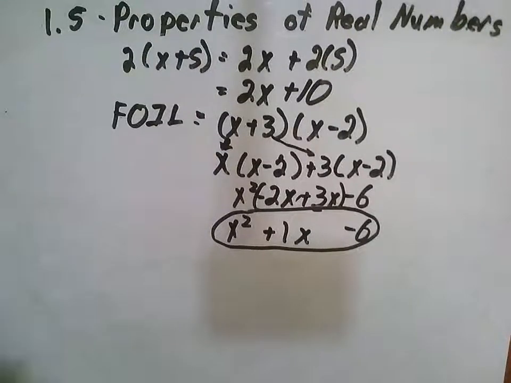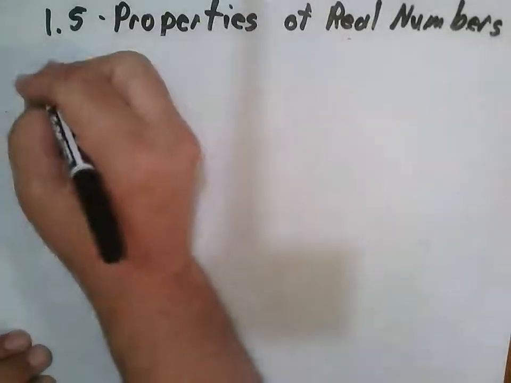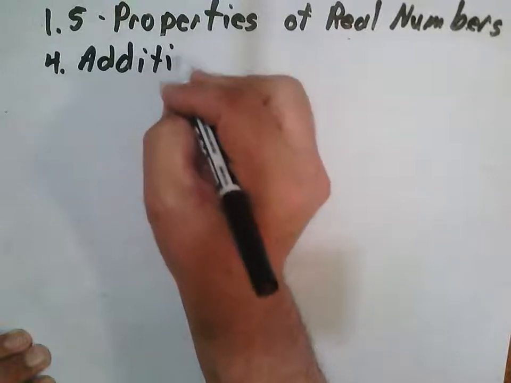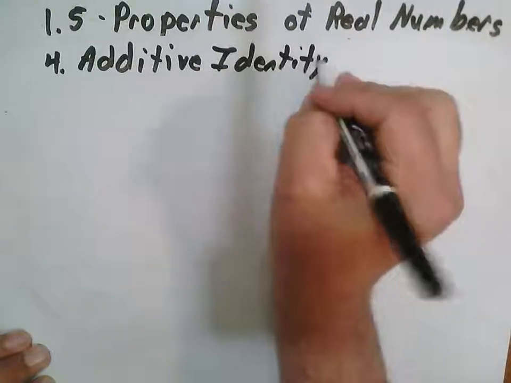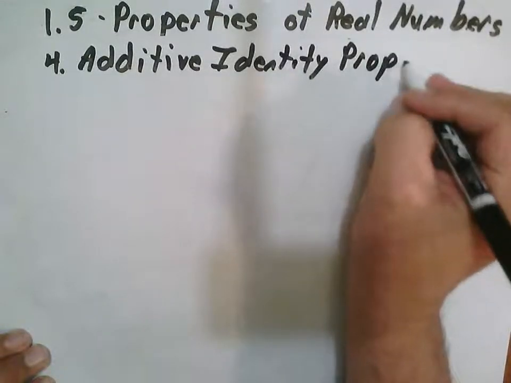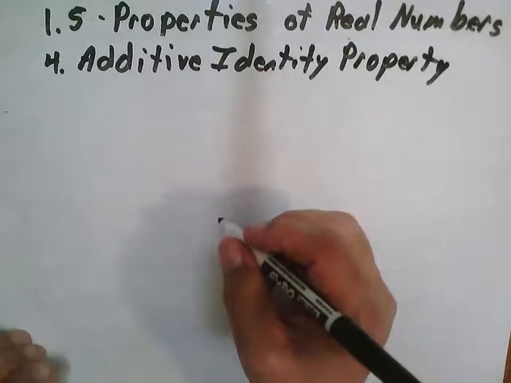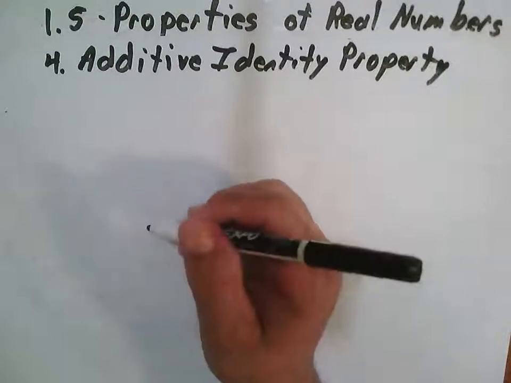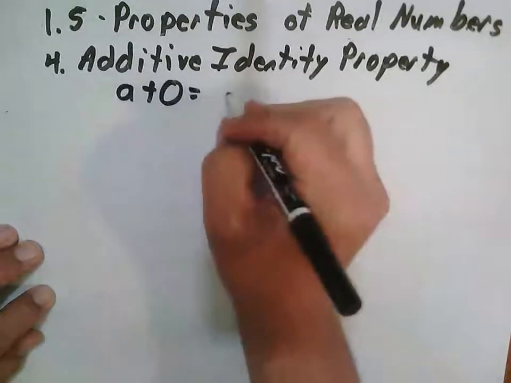So the next thing that we're going to cover after distributive property, and some of these get a little easier and a little shorter, is called the additive identity property. And that's just a fancy way of saying that there's a unique number that when added to a number results in itself. Well, what does that mean? That's just a fancy way of saying anything added to 0 is itself.